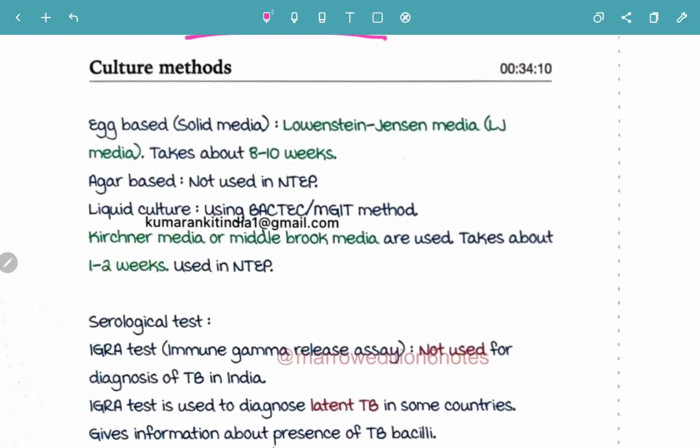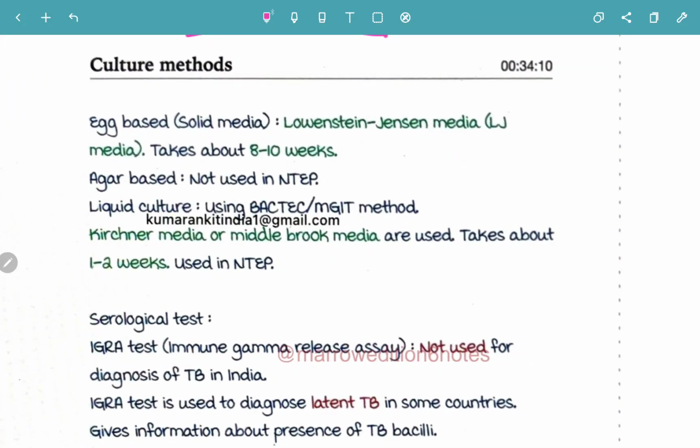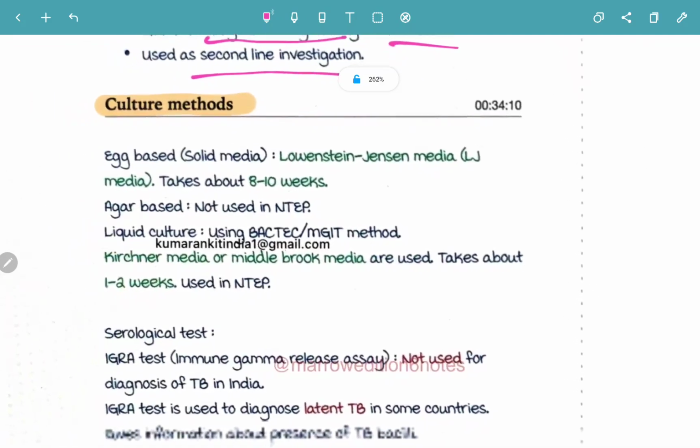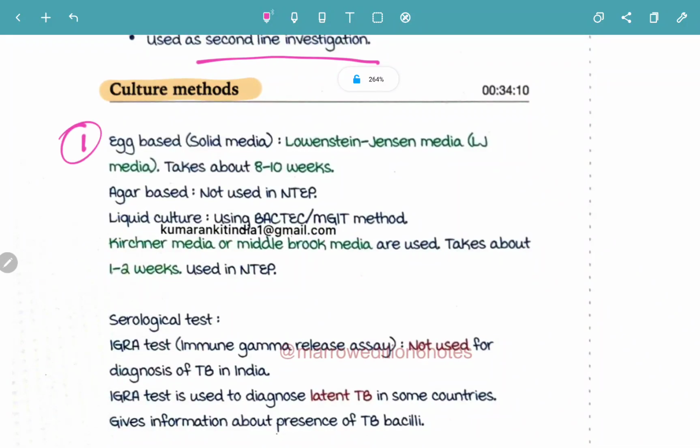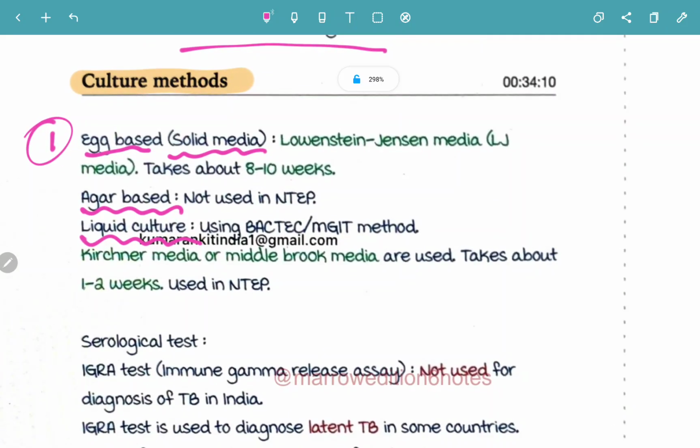So what are the culture methods? Moving on to the culture methods. First is going to be your egg based solid media, and then agar based, and then liquid culture.